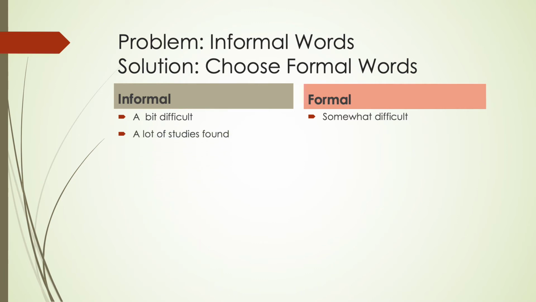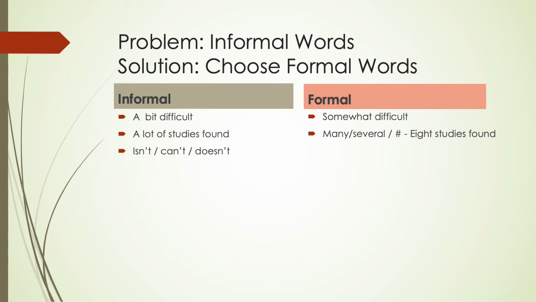A lot of studies found, so we want to avoid a lot, or a lot of, or lots. Instead, we can say many, or several, or we can use a number like 8 studies found. And then you can use a citation. If you use a number, it'll give credibility to your research.